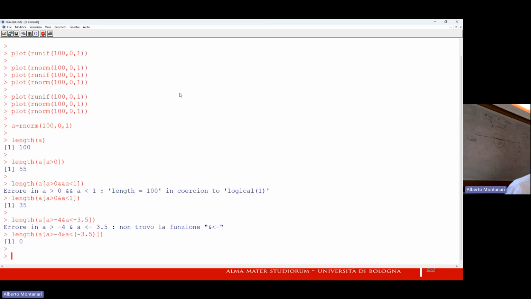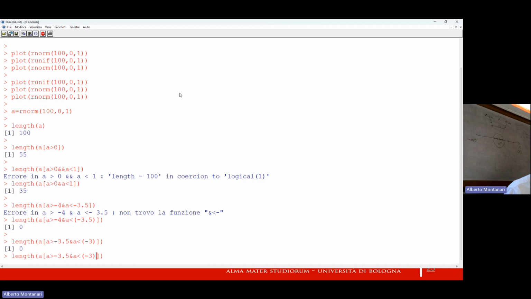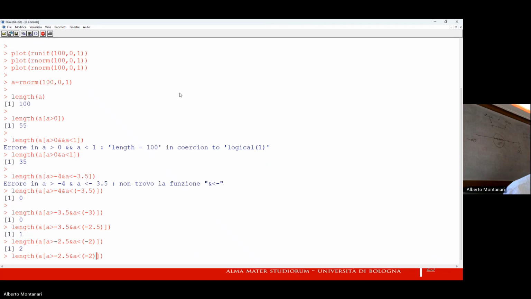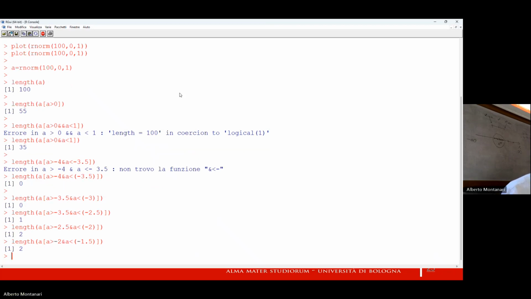Okay, I have 0 between these two, and if I here make -3.5 and -3, it's 0 again. Let's see, -3 and -2.5, it's 1, okay. And then -2.5 and -2, 2, and then -2 and -1.5. You see, I am computing these numbers.